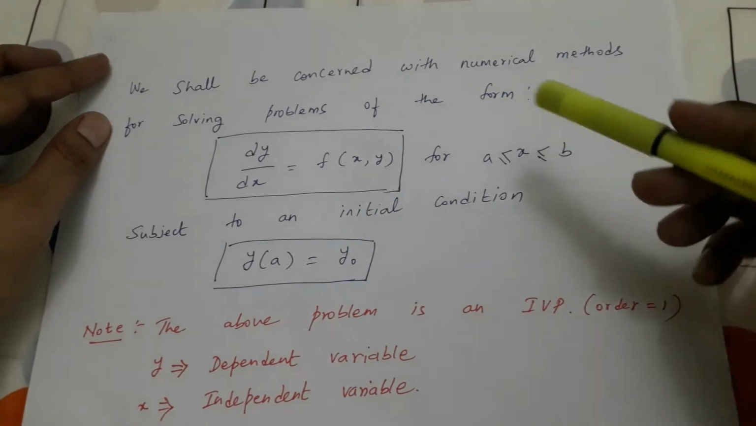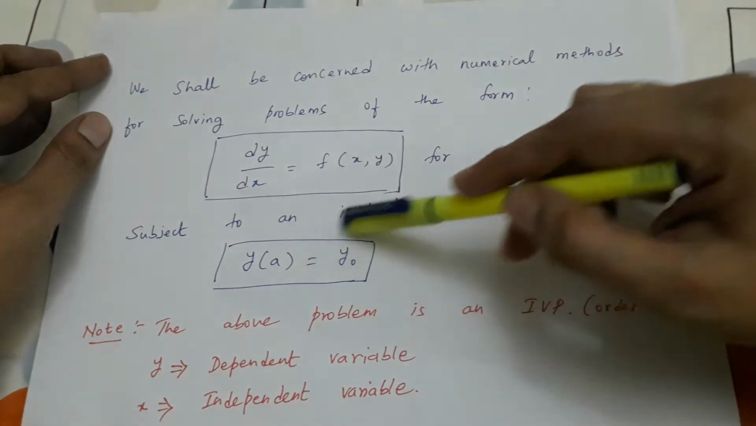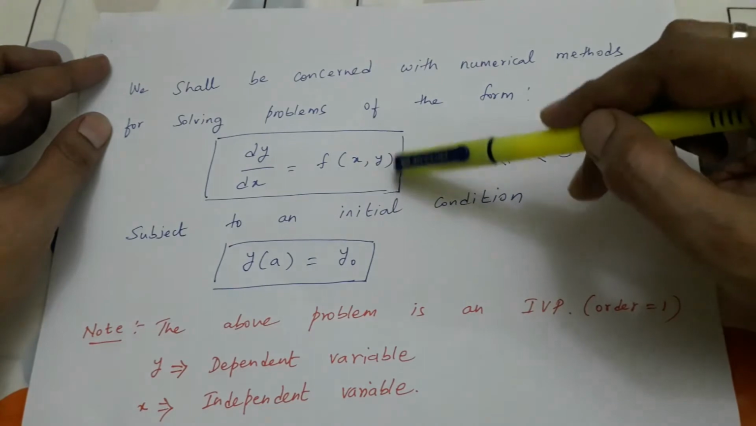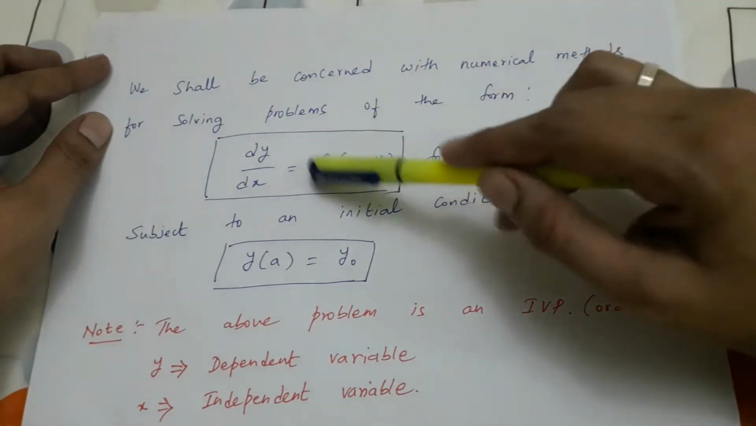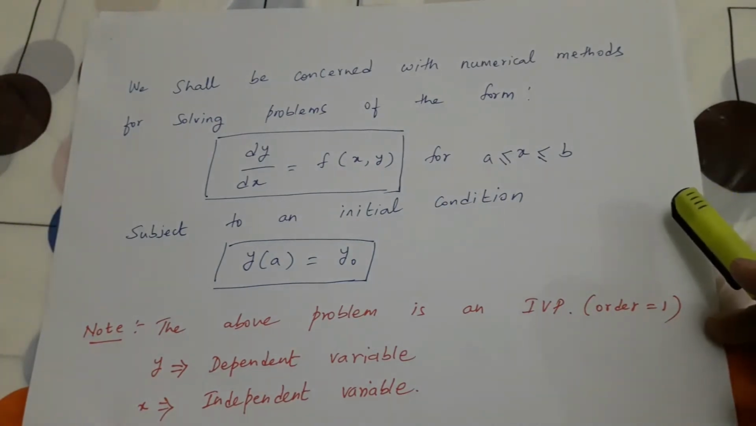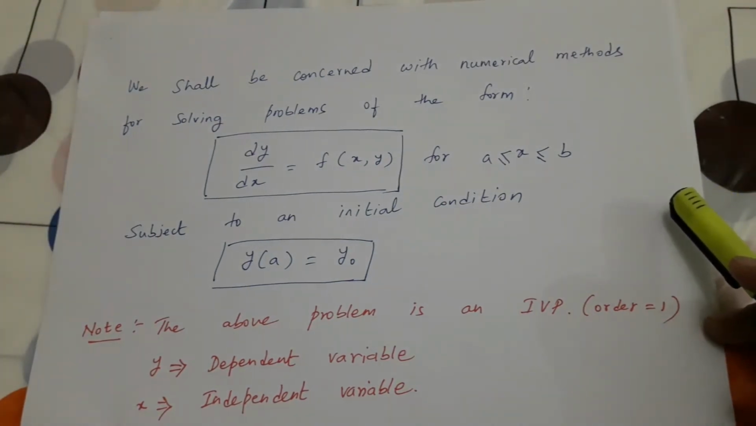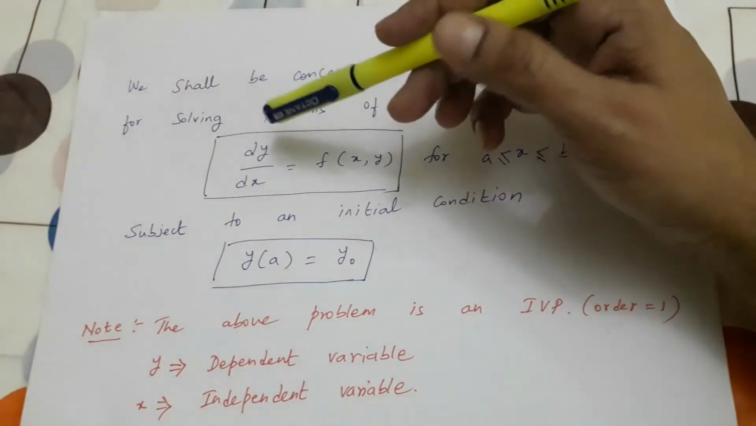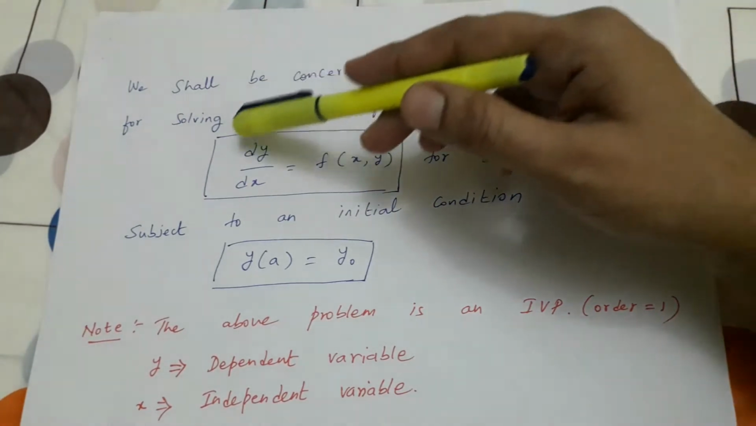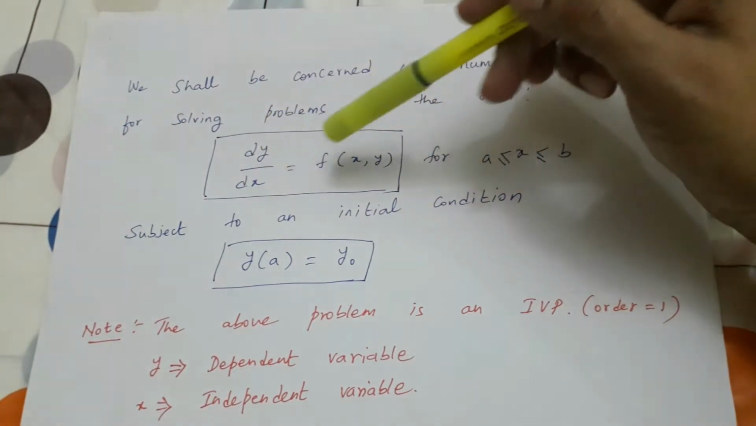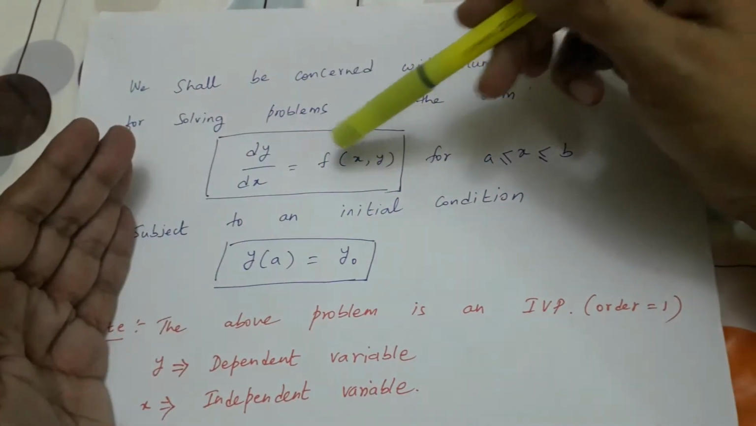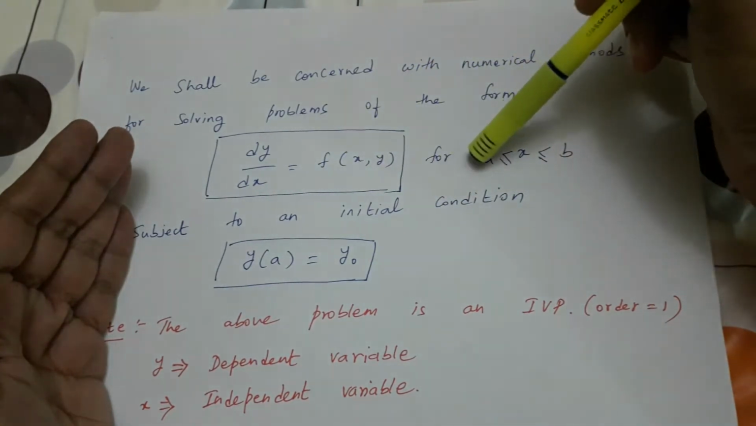We will be seeing differential equations of this form, dy over dx is equal to f of x comma y, where f of x comma y can be any function. It can be exponential, trigonometric, linear, or even a transcendental function. The only thing you need to do is bring whatever problem you get in the exam into this form, such that dy over dx is on your left hand side and all the remaining terms are on your right hand side.